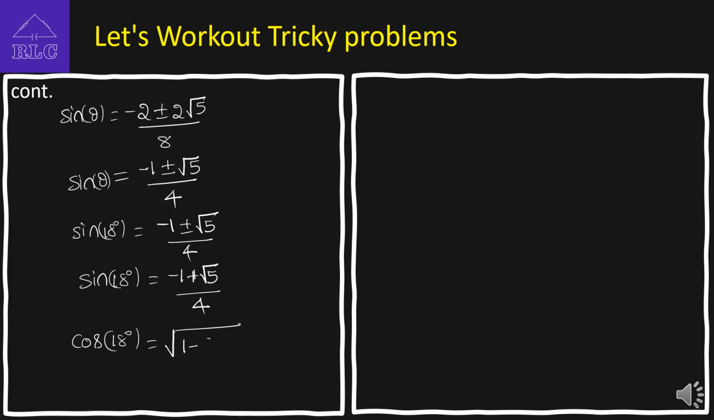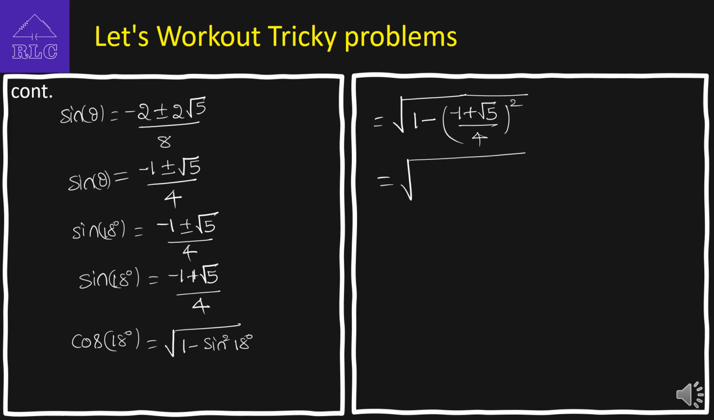In the same way, we will find the value of cos 18 degrees, which can be written as root of 1 minus sin square 18 degrees. Okay, so which can be expressed as root of 1 minus (minus 1 plus root 5 by 4) whole square. Which is nothing but root of, the LCM will be 16. If you multiply 16 here, we'll get 16 minus, if we expand this, minus 1 whole square plus root 5 whole square plus 2 root 5, whole divided by 16.